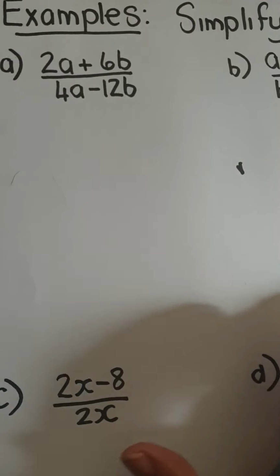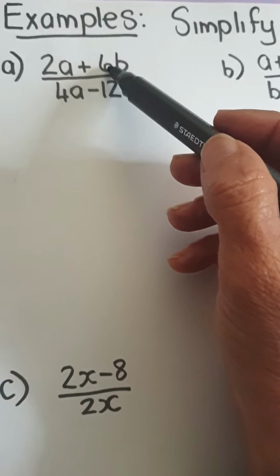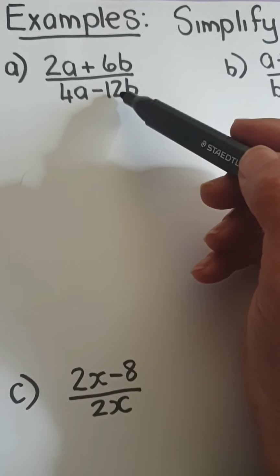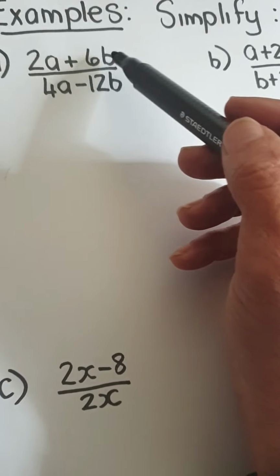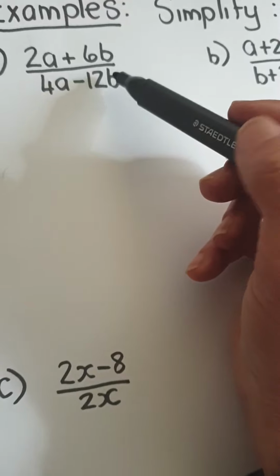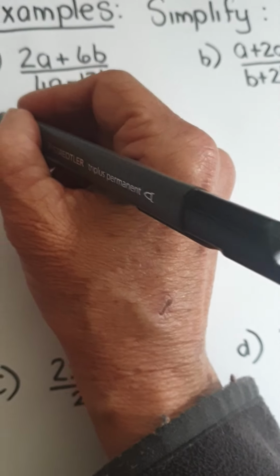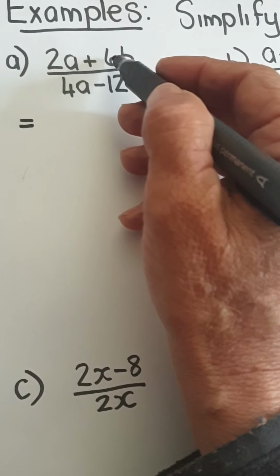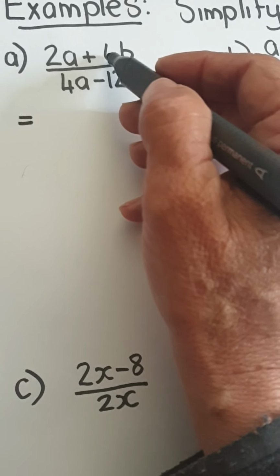So if I look at this example, once again, I've got 2 terms in the numerator. I've got 2 terms in the denominator. So the first thing I do is I look for like terms, and there's no like terms. So I can't simplify like that. So I'm going to look for the highest common factor in the numerator. It's a 2-term expression. 2 is the highest common factor. Do you all see that?